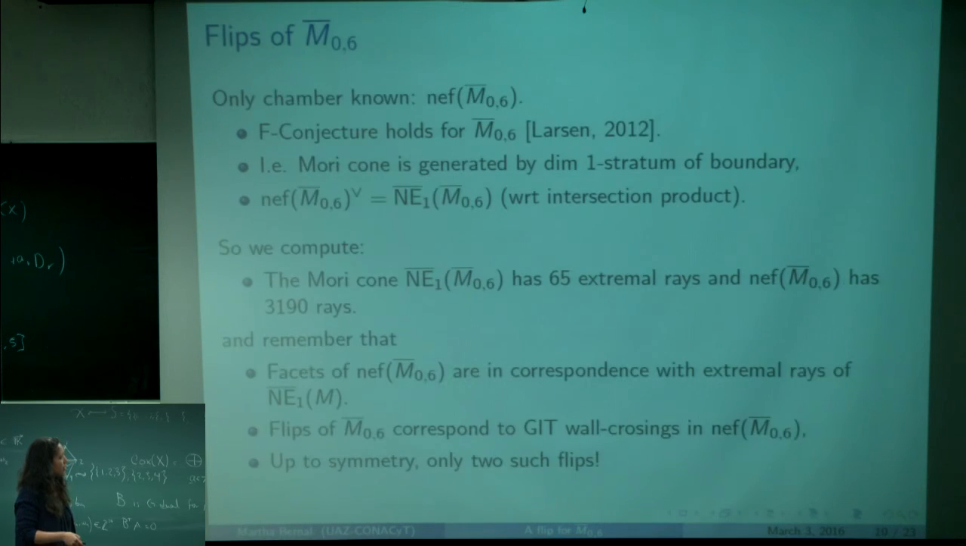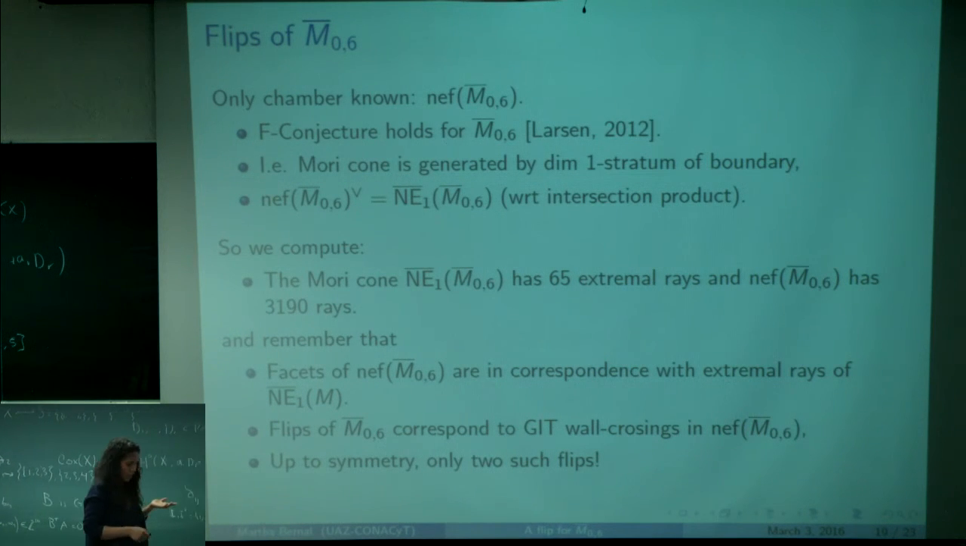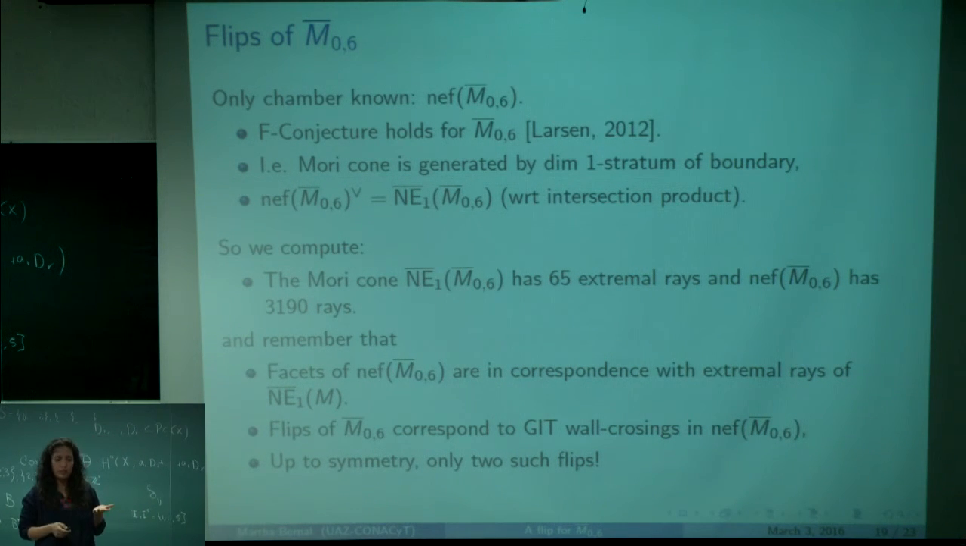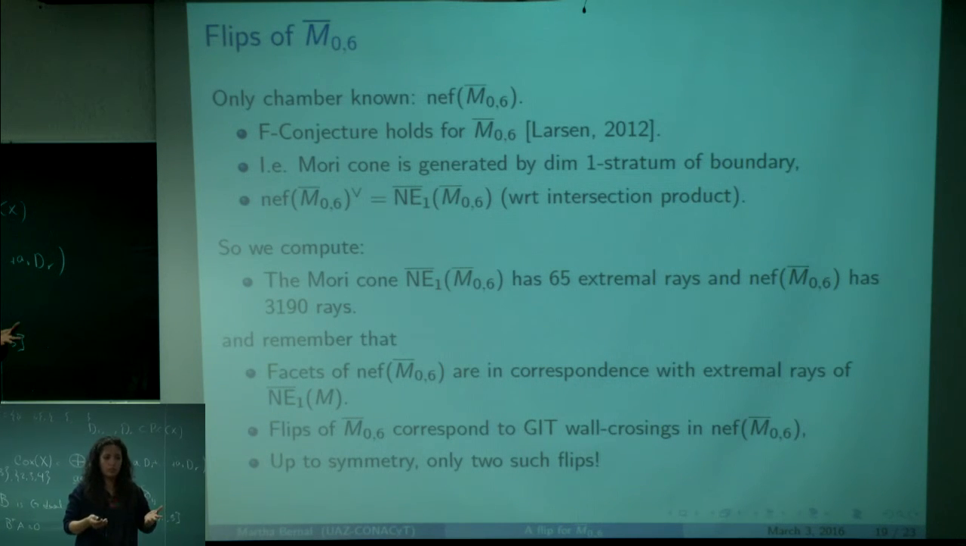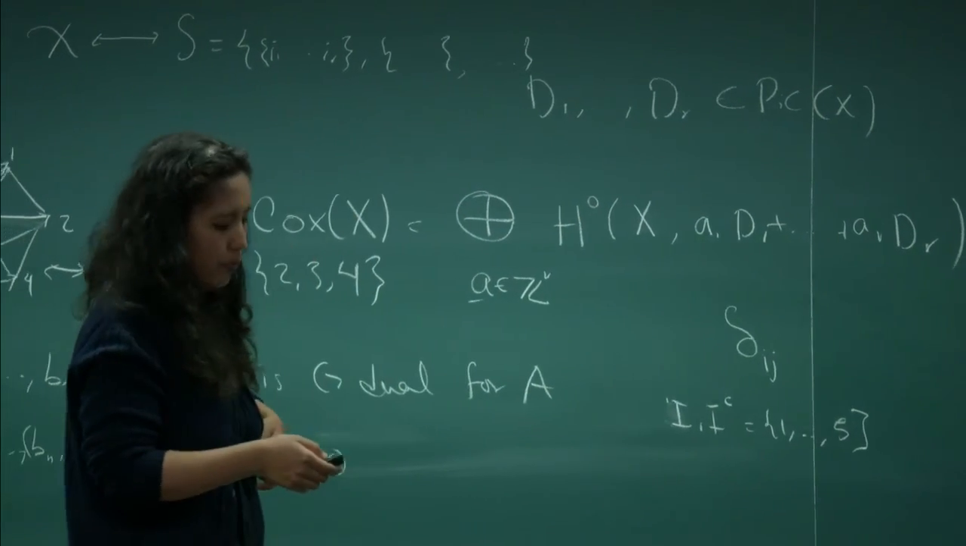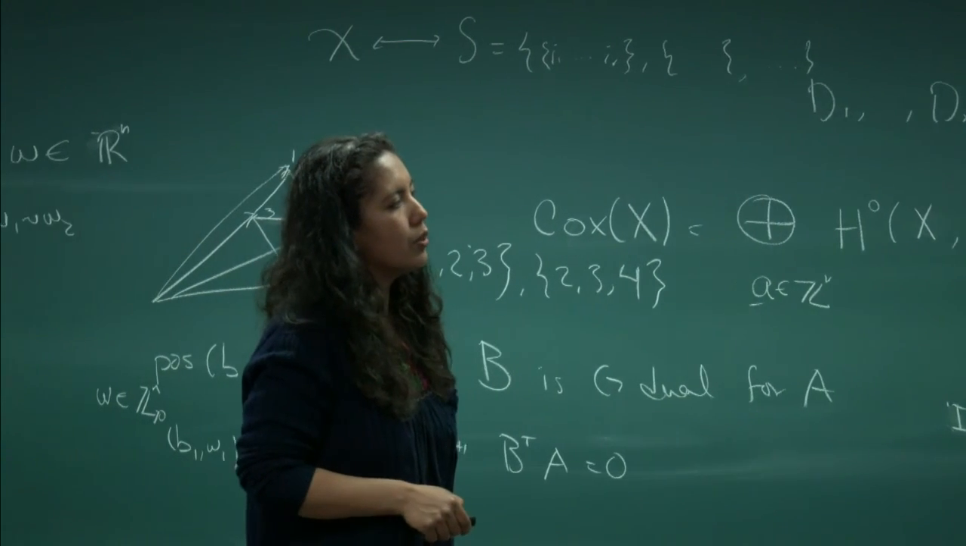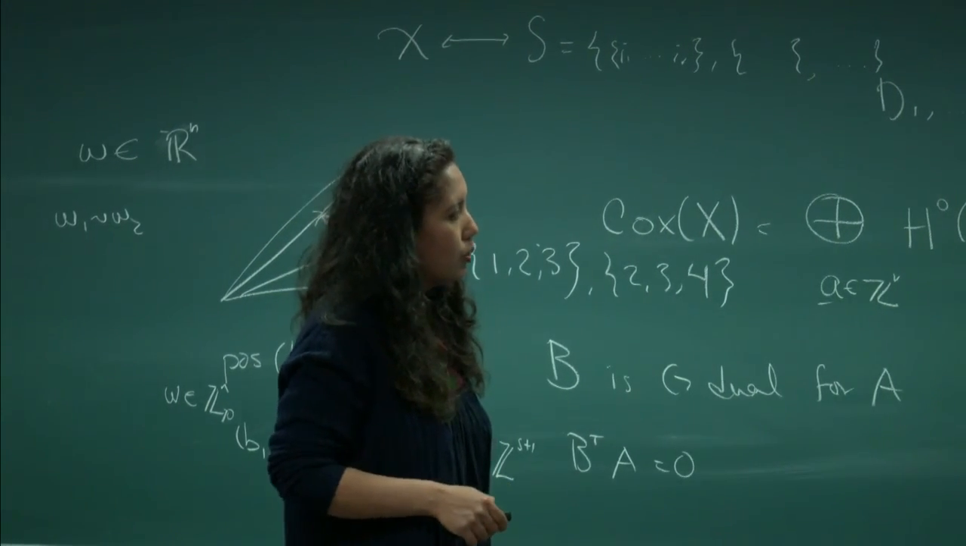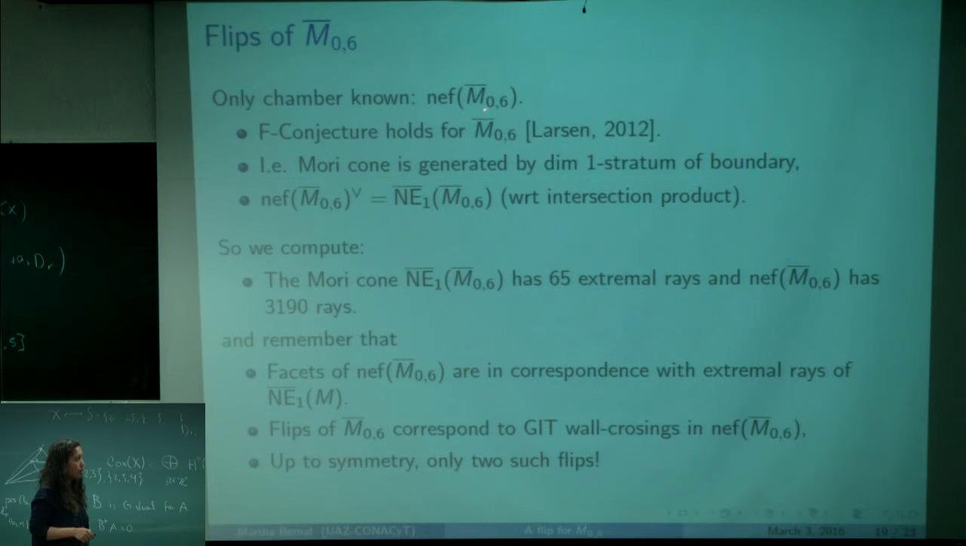So this is these two slides. We want the flips of M06, right? And they are important because M06 is three-dimensional, and flips finish for three-folds, right? So we should be able to find a flip for M06. We should be able to compute them. And it didn't happen so straight away. So we have a hand on the F cone of M06 because we have a hand on the Mori cone of M06.